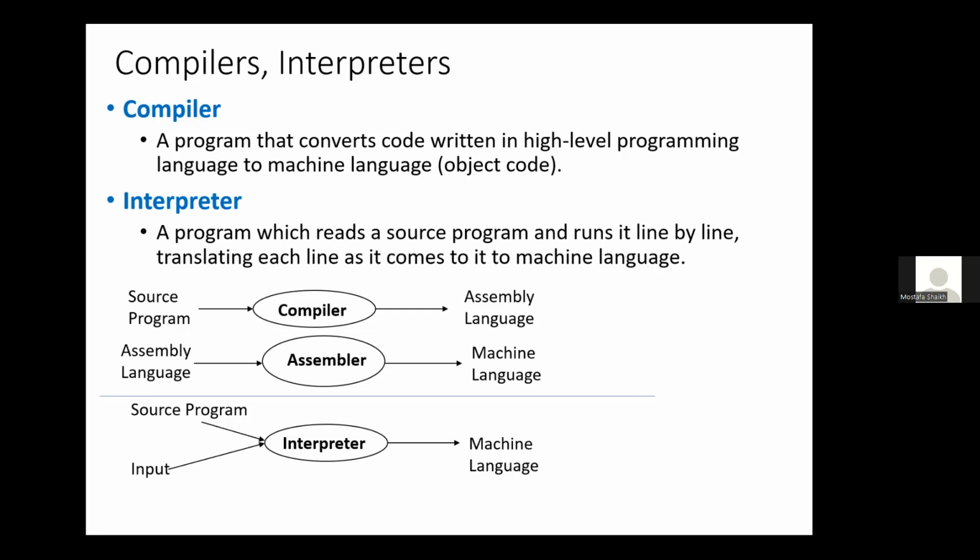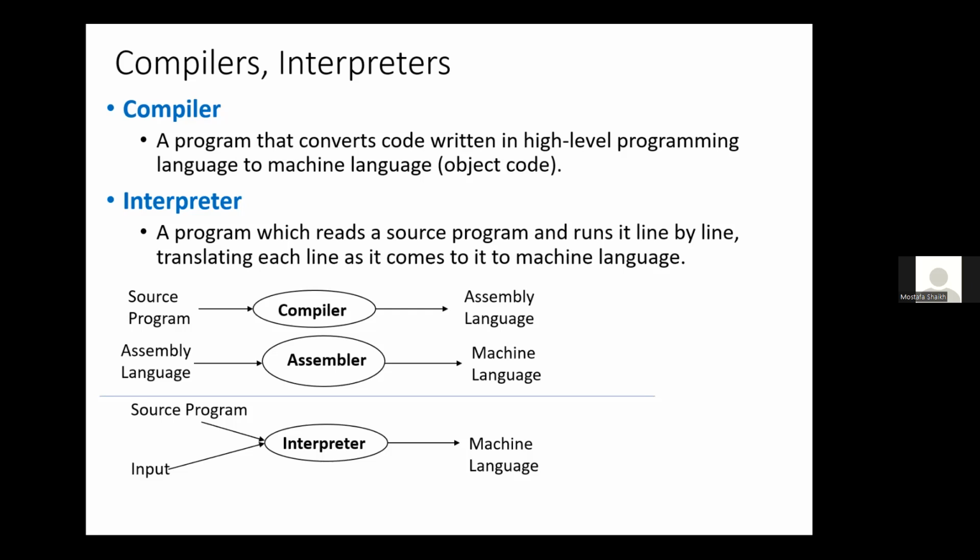There are two kinds of things: the compiler and assembler, and the other is the interpreter. I'll tell you, Python and R are both interpreted languages. So what is the difference between the compiler and interpreter?